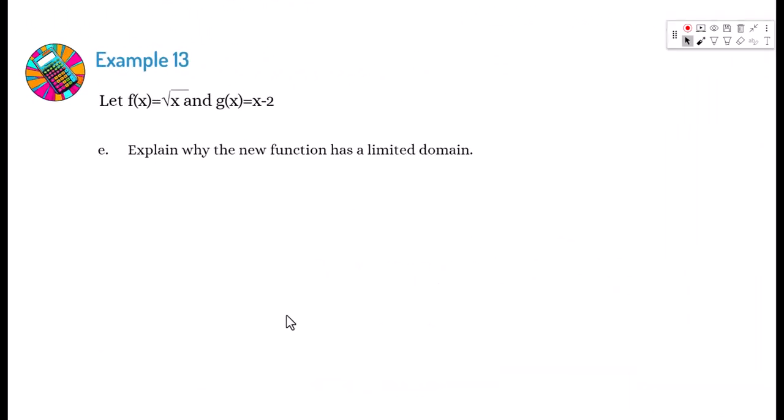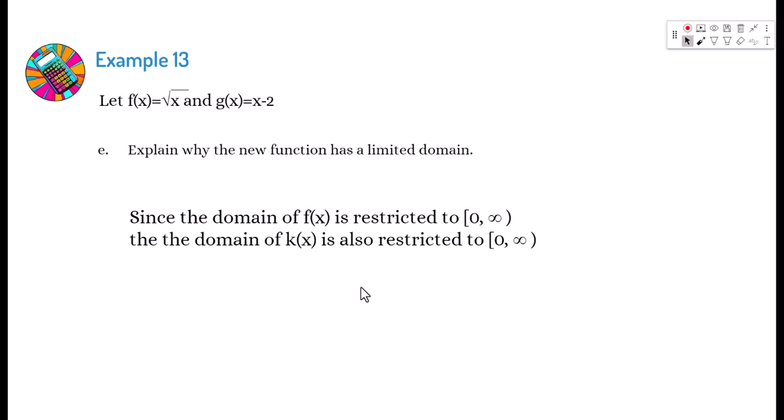Explain why the new function has a limited domain. Well, in this case, remember, f of x equals the square root of x and g of x equals x minus 2. Well, that root x there has a limit on its domain. And so since the domain of f of x is restricted to values greater than or equal to 0, the domain of k of x is also restricted to values of x that are greater than or equal to 0.